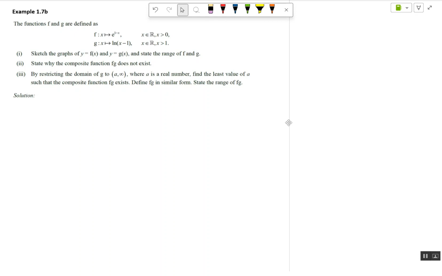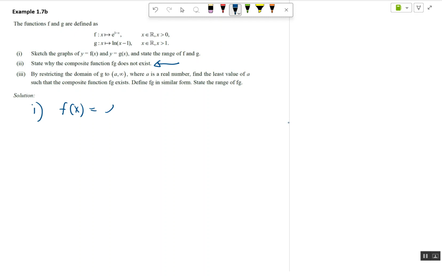Usually in composite functions, the question may ask you to find the range first, because if you see part 2 here, they want to know whether it exists or not. In order for it to exist or not exist, something must be done with the interchange, which I'm going to talk about later when we reach part 2. So let's just talk about part 1.